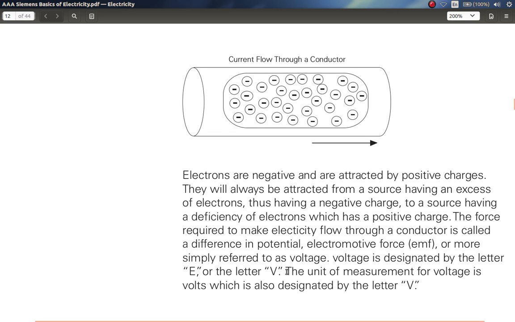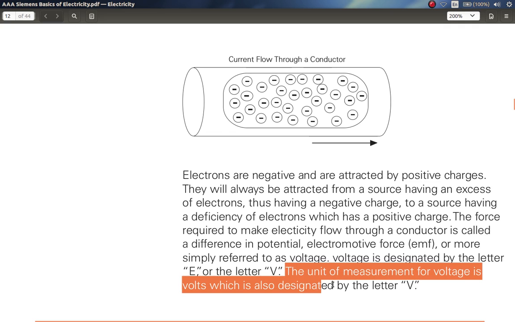Now, the word voltage comes from the name Volta, who was a scientist, just like how ampere comes from Andre Ampere, who was a scientist and researcher. Voltage comes from Volta. He himself was a scientist, an engineer, and a researcher who did a lot of work on the concept of voltage. The unit of measurement for voltage is volts, which is also designated by the letter V.